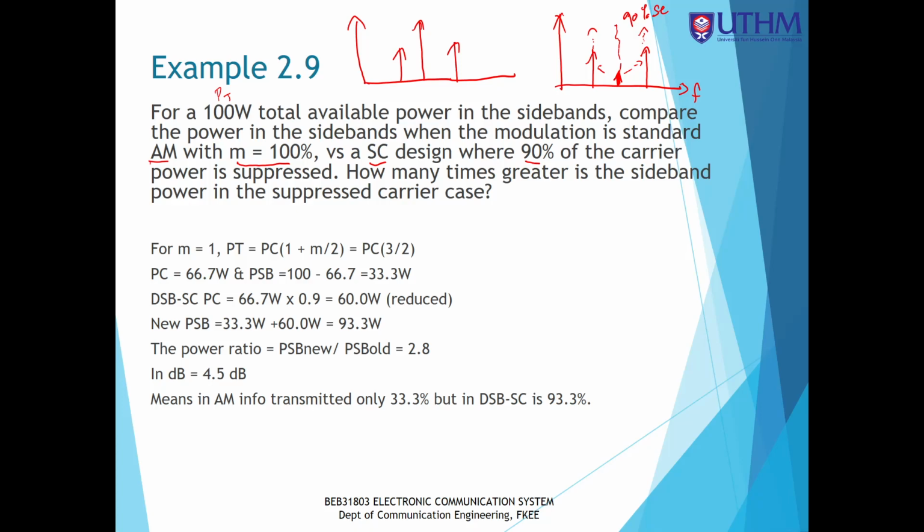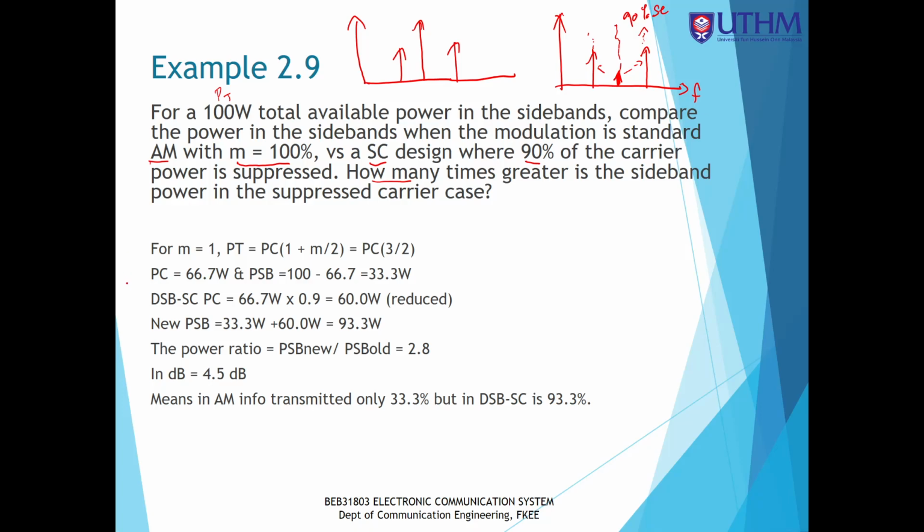So this example contains two questions actually. First, compare, and then it asks how many times greater is the sideband power in the suppressed carrier case. The second question asks how many times greater. So let's go for the first question. We compare in terms of sideband's power.